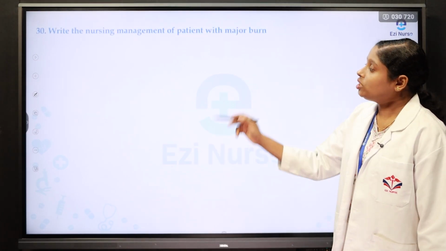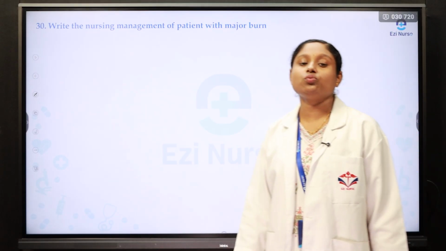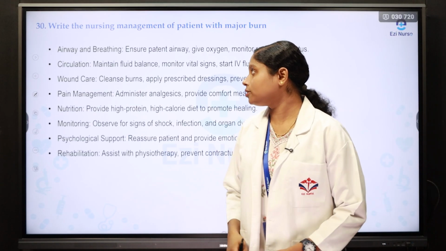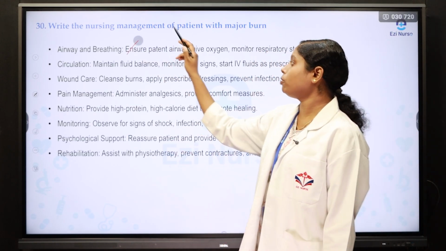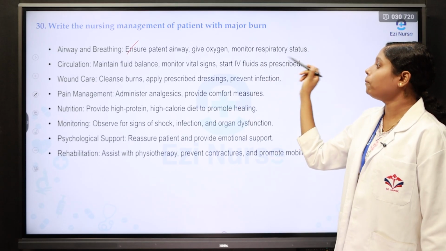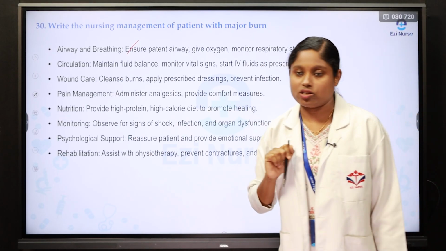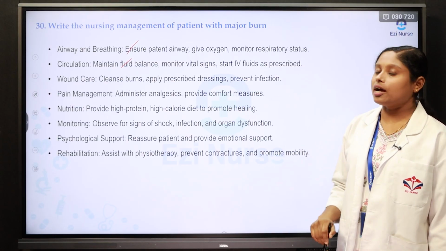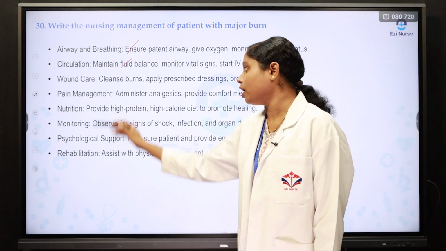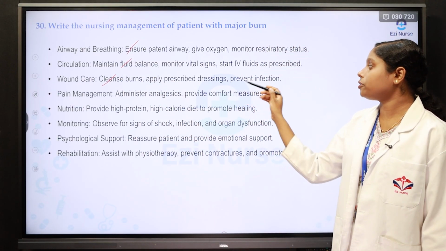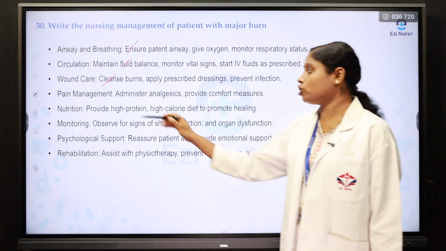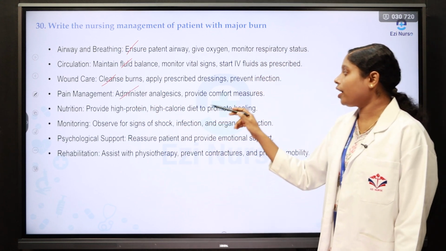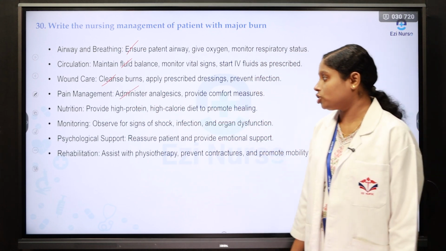So the last question is write the nursing management of patients with major burns. So what are the nursing management? Airway and breathing: ensure patient airway, give oxygen, monitor respiratory status. Then circulation: maintain fluid balance, monitor vital signs and start IV as prescribed. Wound care: cleanse burns, apply prescribed dressings and prevent infection. Pain management: administer analgesics, provide comfort measures.